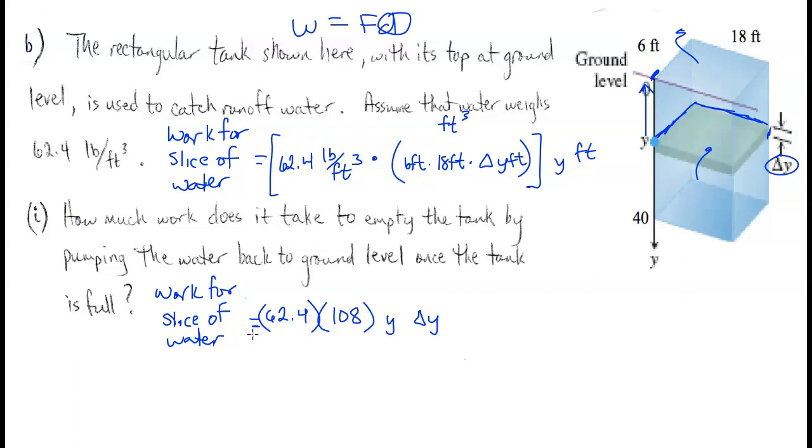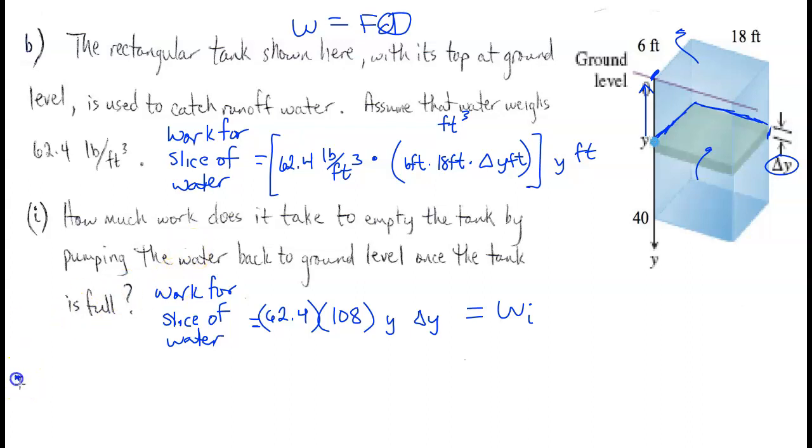Now, the goal here, I'm going to rename this W sub i. The goal here is for me to take all of these slices here and have infinitely many of them that I could stuff in this tank from the bottom of the tank to the top of the tank and add up all of the work that goes into taking each one of those infinitely many slices of water and basically pumping it out of the tank.